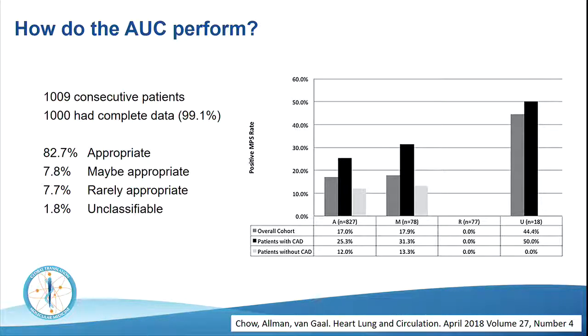And the maybe appropriate group, which probably represents a larger potential cohort of patients, was relatively small. And the positive rate was the same for both groups of patients, which says to me that in clinical practice, we're quite good at applying clinical judgment to those maybe appropriate patients in order to achieve the same positivity rate in scans.